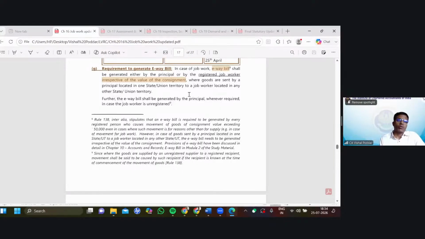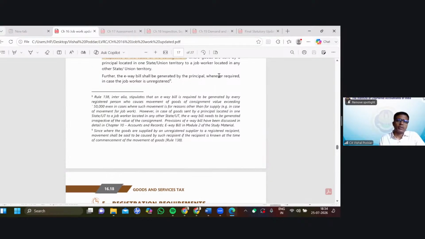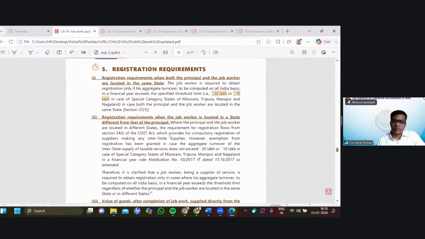Now, importantly, we know for raising e-way bill, there is a monetary limit of 50,000. However, in case of job work, e-way bill shall be generated by the principal or the registered job worker, irrespective of value of consignment, where goods are sent by principal located in one state to job worker located in any other state. Further, e-way bill shall be generated by the principal wherever required in case job worker is unregistered. So, any one of them can generate the e-way bill, but the most important point is it is required to be generated without seeing the 50,000 limit. So even if the value is 1,000, you will generate the e-way bill.